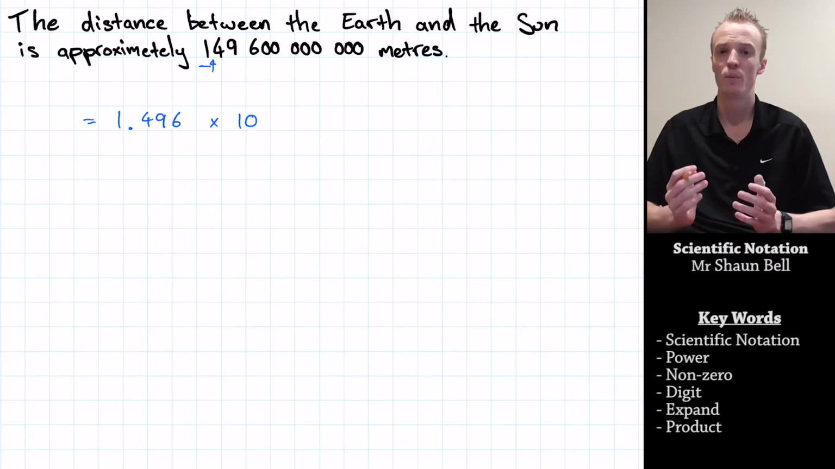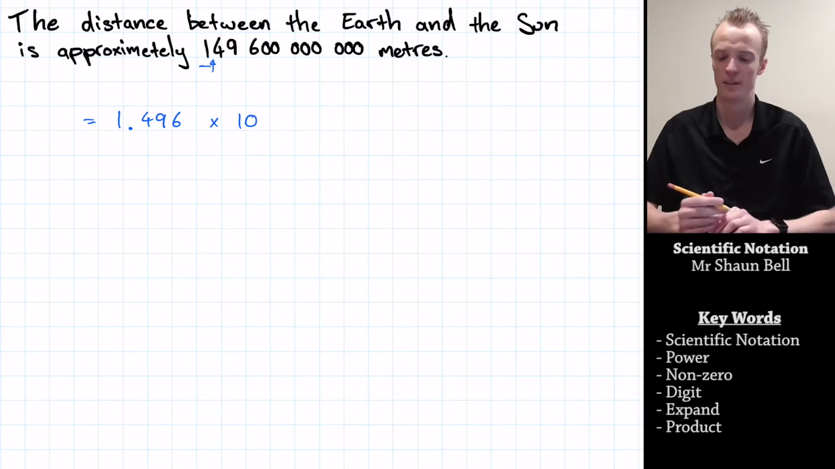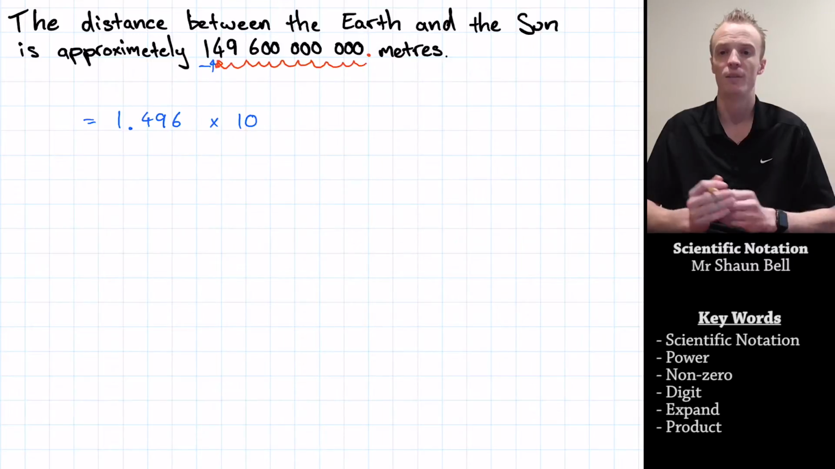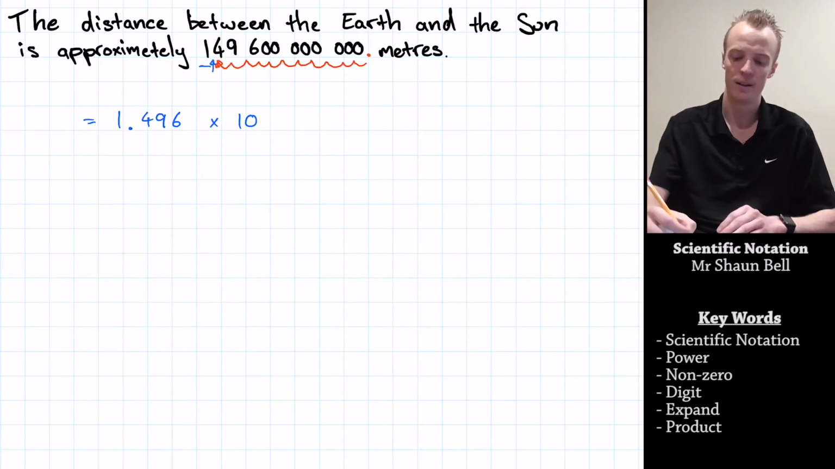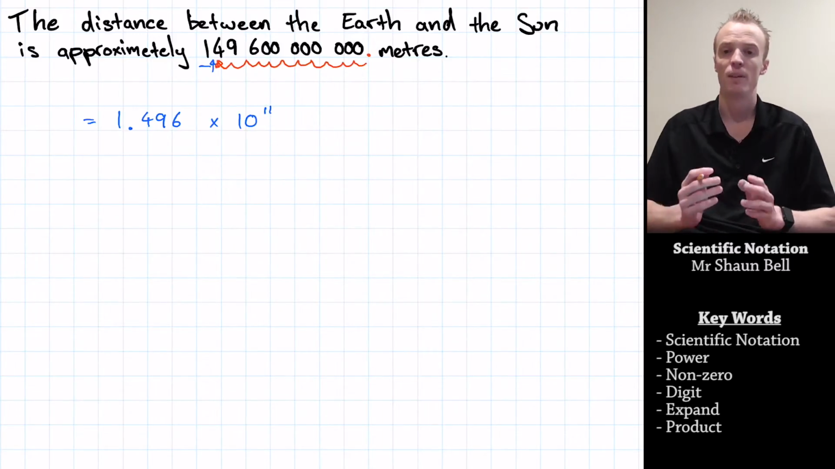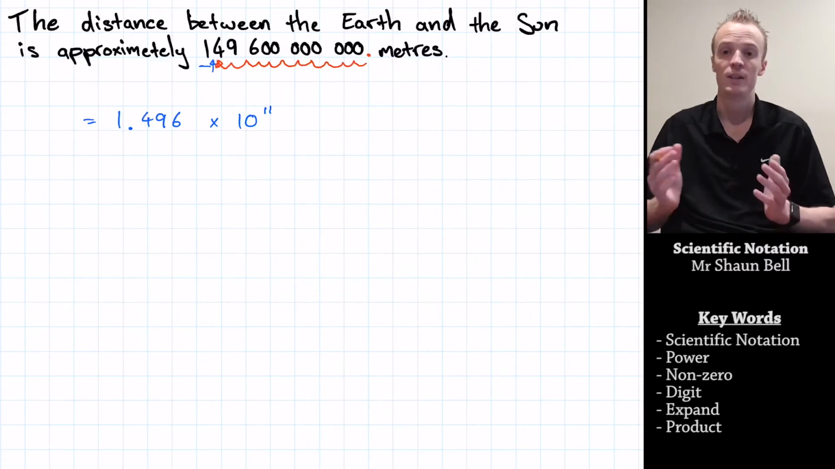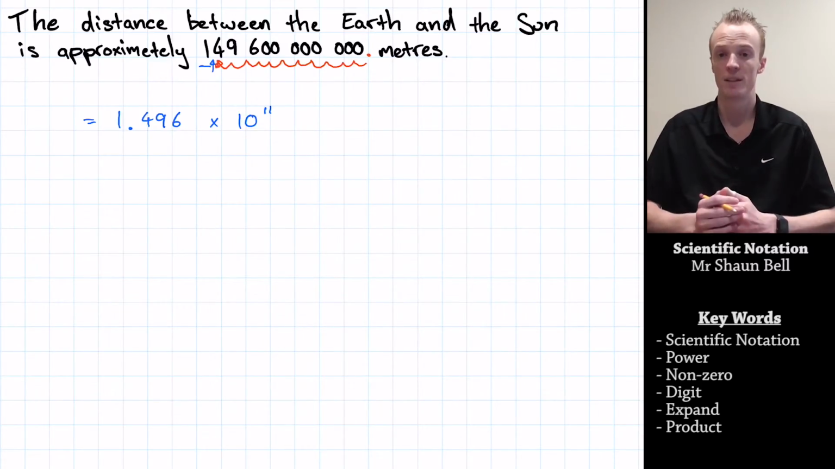So to do this, we work out how many times we moved the decimal place. The decimal place started here, and we moved it 1, 2, 3, 4, 5, 6, 7, 8, 9, 10, 11 times to get it between the 1 and the 4. So our power is going to be 11. But the final step is we need to work out whether it's a positive power or a negative power. Now in this problem we're representing a larger number, so our power must be positive.